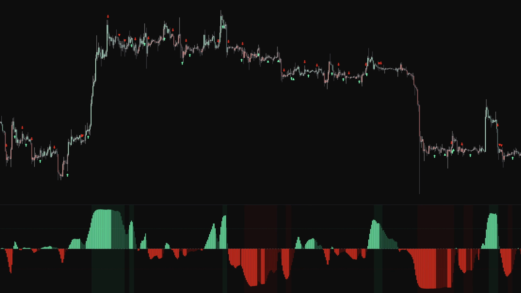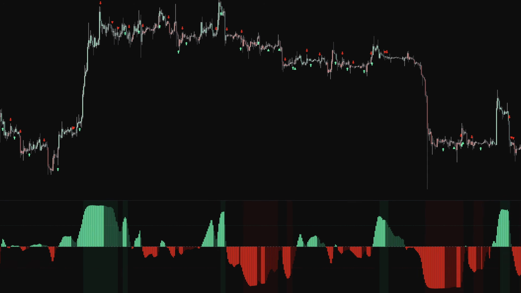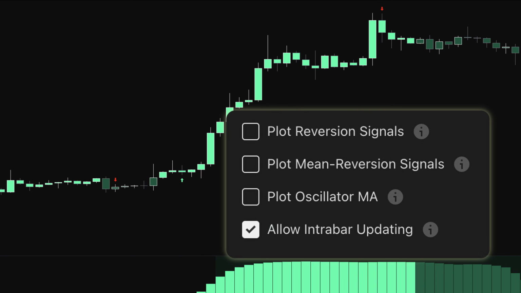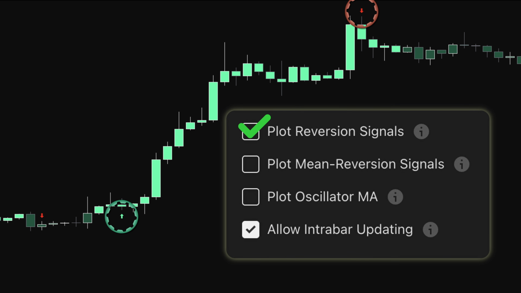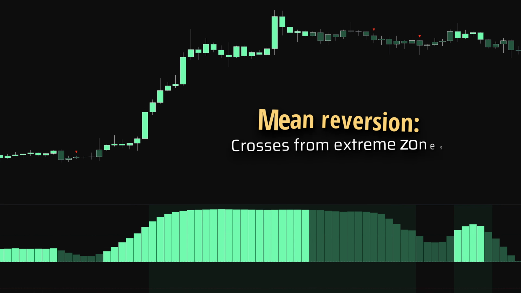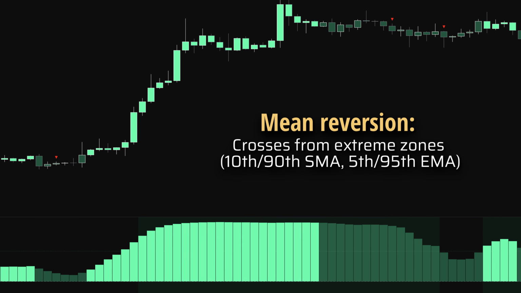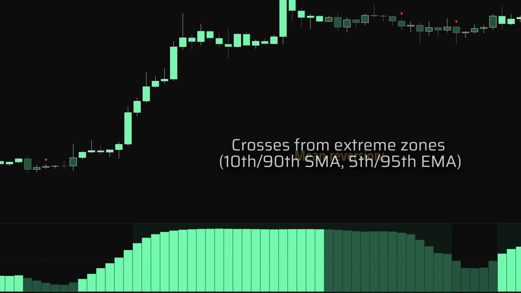The result is smoothed with an EMA and displayed as a column histogram, with stronger and weaker shades of the bull and bear colors distinguishing momentum intensity from direction alone. 2 signal types are available. Reversion signals fire when the smooth cycle line changes direction, identifying local turning points in the oscillator. Mean reversion signals trigger when the oscillator crosses back from percentile-based extreme zones, using the 10th and 90th percentiles of the SMA line and the 5th and 95th percentiles of the EMA line as dynamic thresholds.